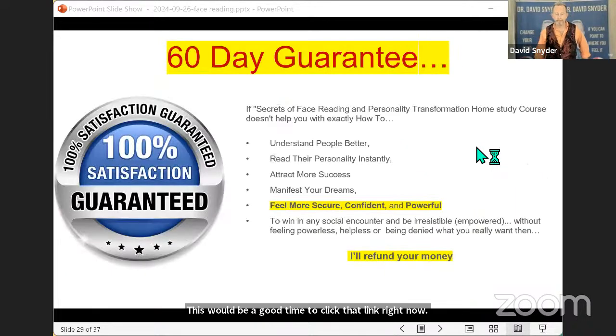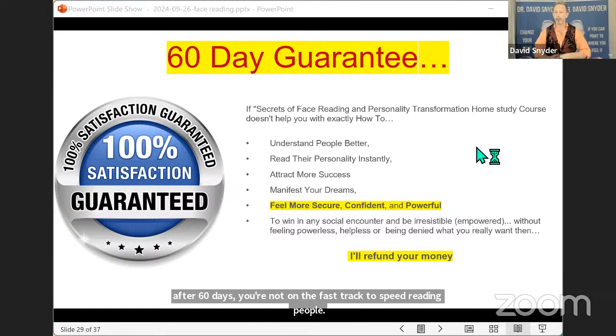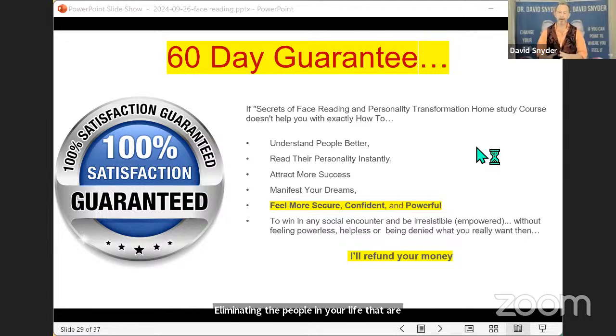But we're not done. Some people might say, well, David, how do I know this will work for me? I promise you it'll work for you. Take our course, test drive it for a full 60 days. If after 60 days you're not on the fast track to speed reading people, eliminating the people in your life that are problematic, attracting more of the people that you want, if you're not managing people more effectively and your life isn't improving, pick up the phone, let Moss or Mia know, and we will refund every single dime you invested in this program.